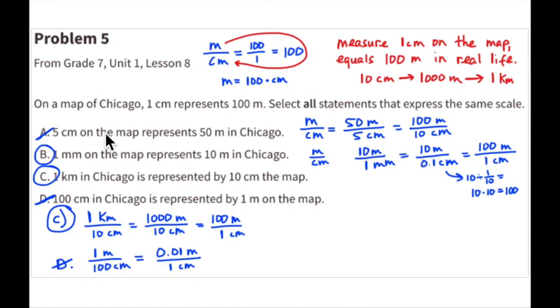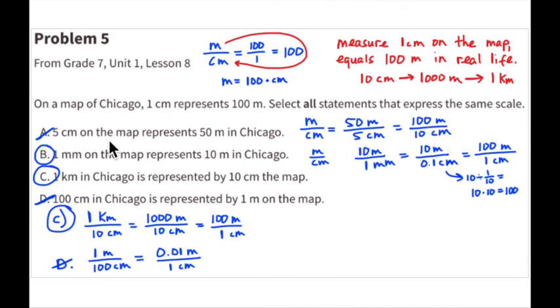So to solve this problem, it says select all the statements that express the same scale. In each case, whatever you are given in the problem, change that to meters per centimeter. And then if it matches 100 meters per 1 centimeter, then it is the same scale.